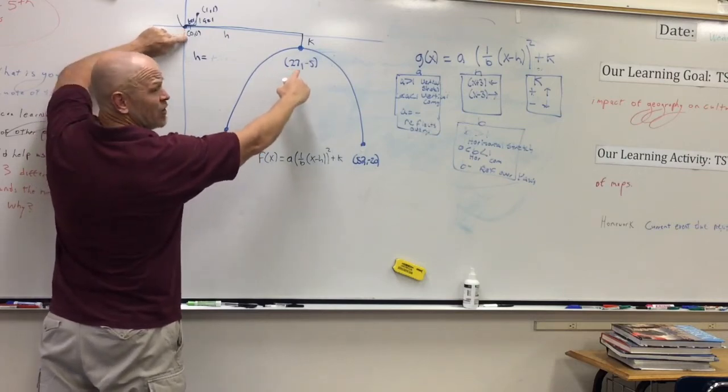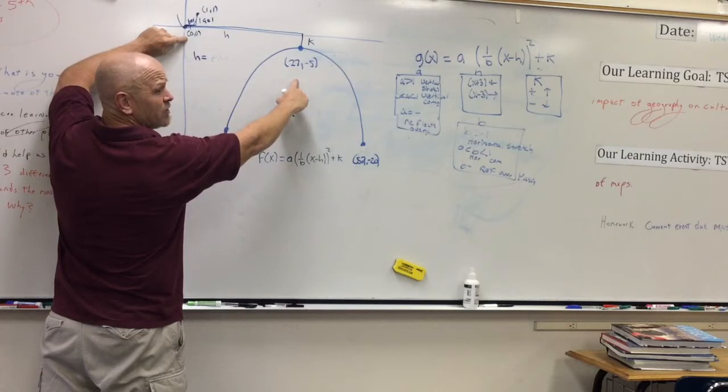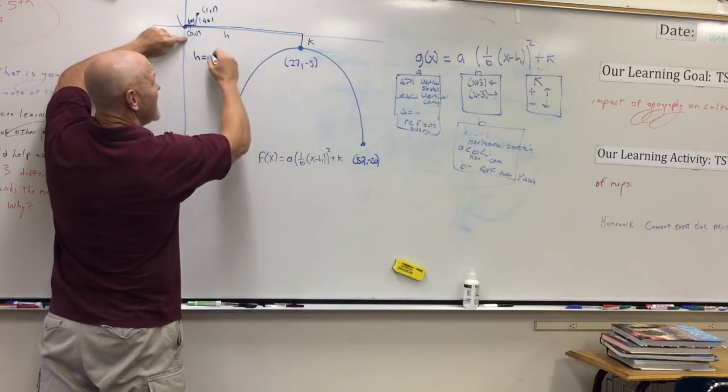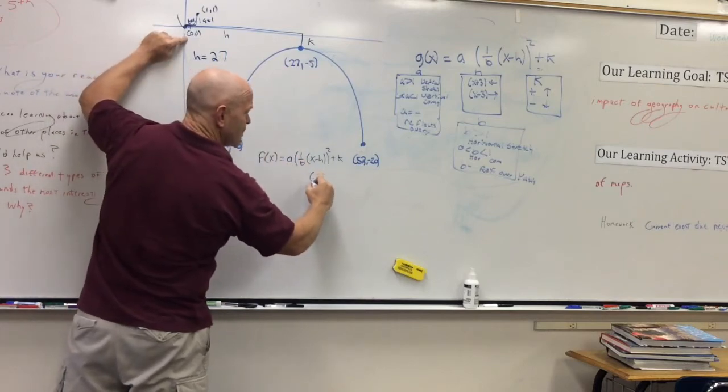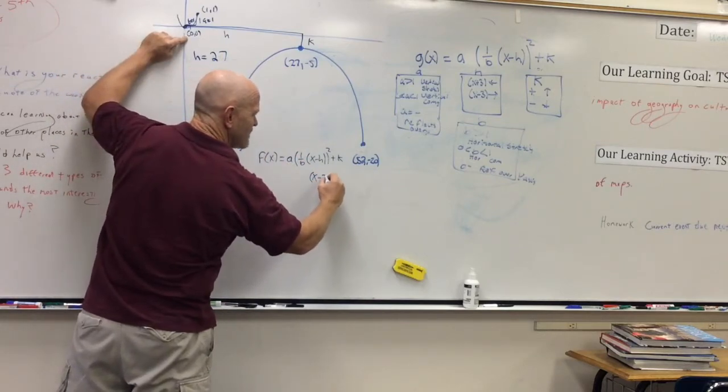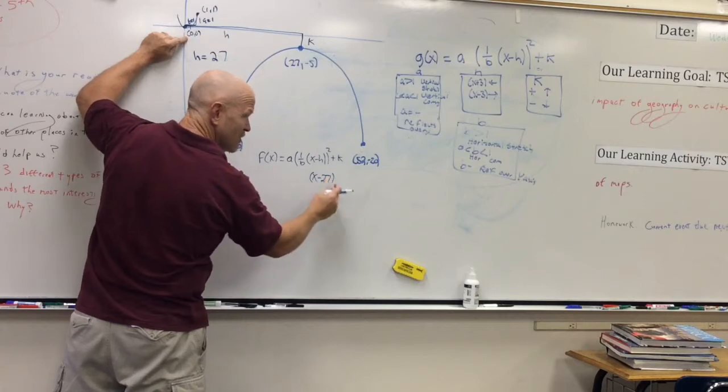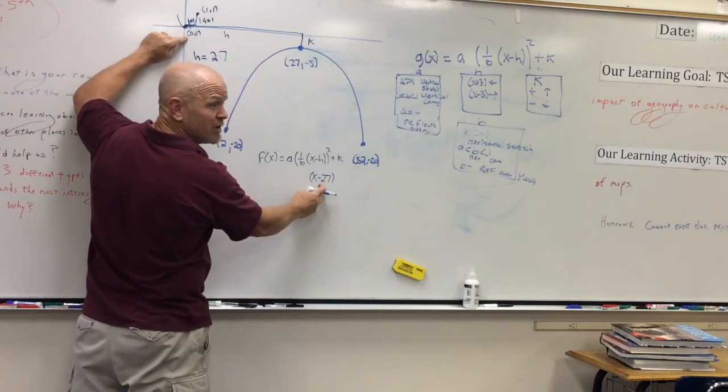So from 0 to 27, how far right did I move? 27. H is literally 27. So when I put it over here, it's going to be x minus 27. It's one of those counterintuitive things that you write. It doesn't look like it should move right, but it does.